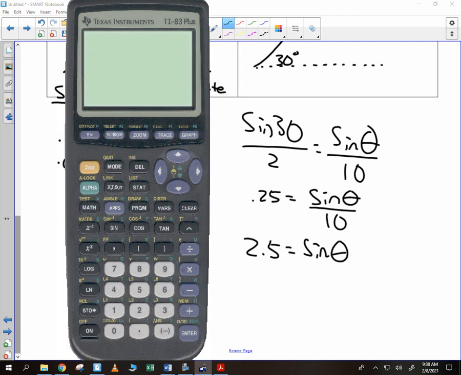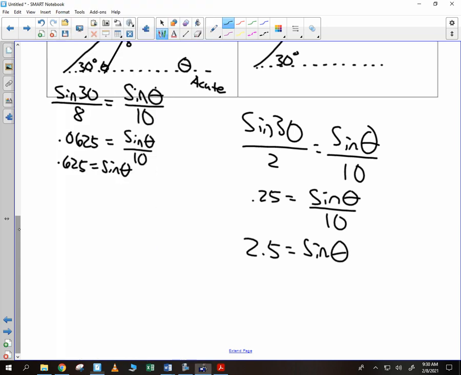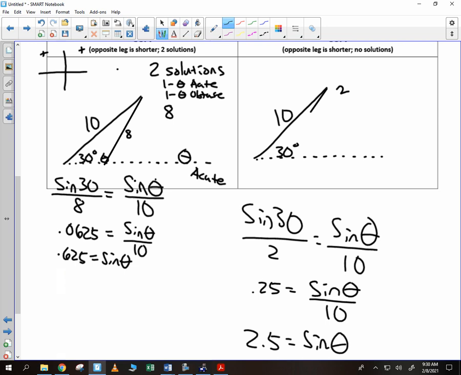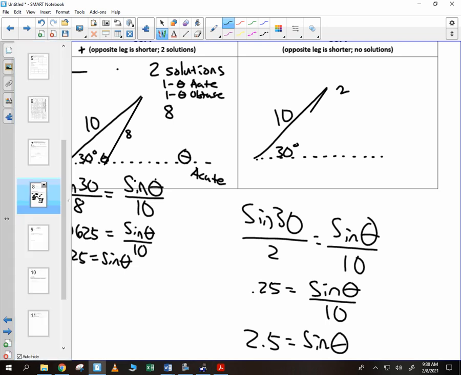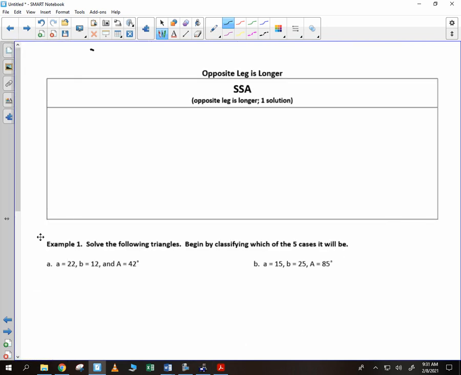We go second, sine inverse of 2.5. What do we get? Domain error. It's angry with you. It can't happen. So you see how the mathematics will tell you what kind of piece it is. I'm trying to help you understand the geometry of it and why it looks the way it does. Now let's check out the other one, okay? Side-side angle, the opposite leg is longer than the other. So we're going to do a similar situation here. This is 30 degrees, and let's back off that. There we go.